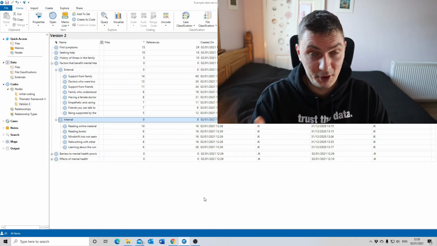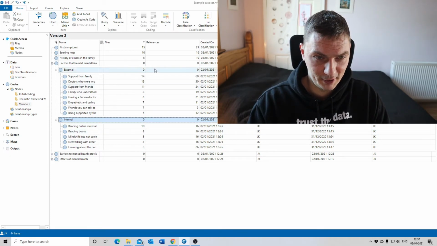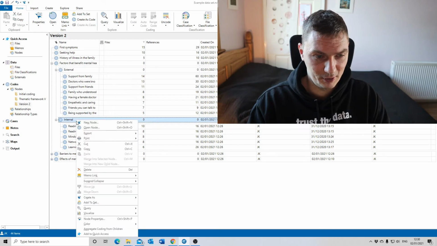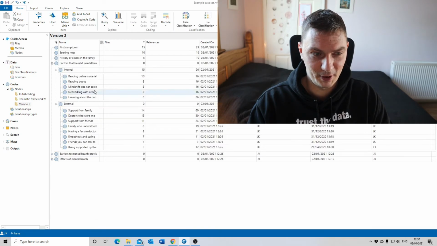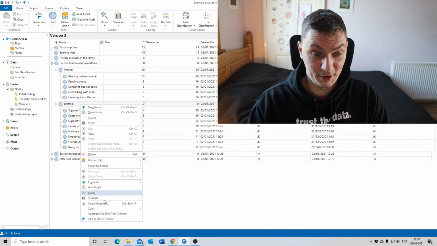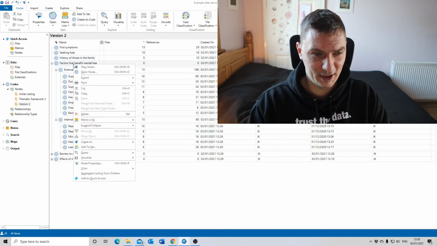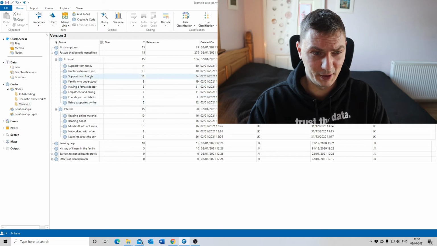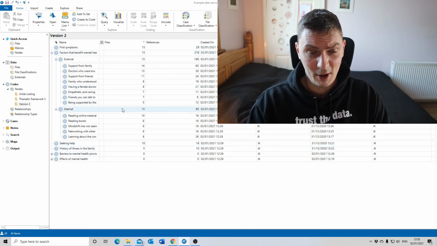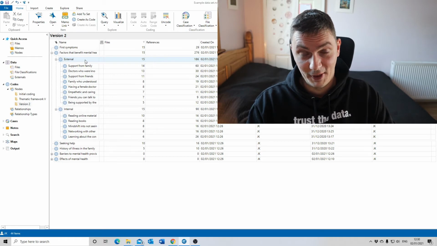Now, if you're using NVivo and you're worried about these numbers here, 0 and 0, all you can do is right-click and aggregate coding from children. So now you have a representative number of these, and I'll do the same for the main theme, aggregate coding. So it doesn't have to say 0. If that's something that bothered you, that is.